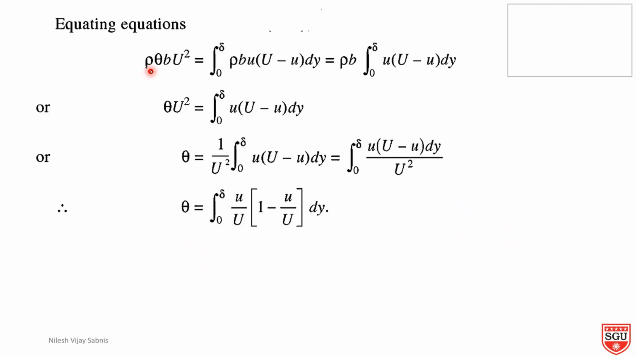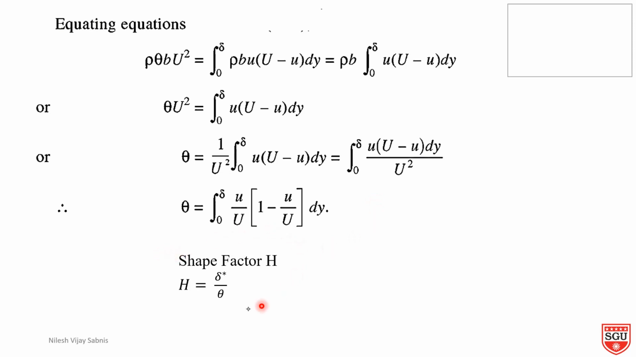Now we can equate. This equation is the loss when we have the plate as well as ideal fluid and we have shifted it by distance theta. This we have seen in the previous equation. When we equate both and simplify, we will get the value of theta, which is equal to integration 0 to delta small u by capital U into bracket 1 minus small u by capital U, bracket complete, dy. So this equation is the final equation.